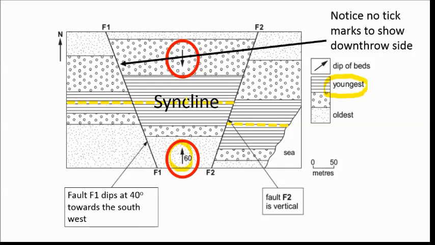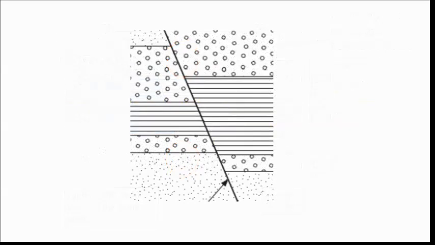Notice on this map though, there are no tick arrows to show the down throw side of the fault. So the question is, from this diagram, how can we work out what type of fault, reverse or normal, fault F1 is? This is the area on the next diagram we're going to concentrate on, this box here. Okay, so there it is highlighted. Notice again there's no down throw ticks.